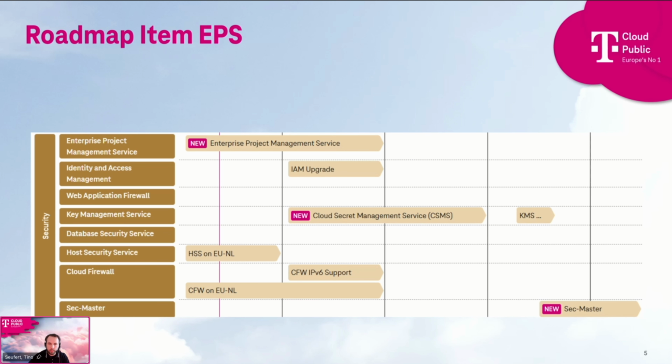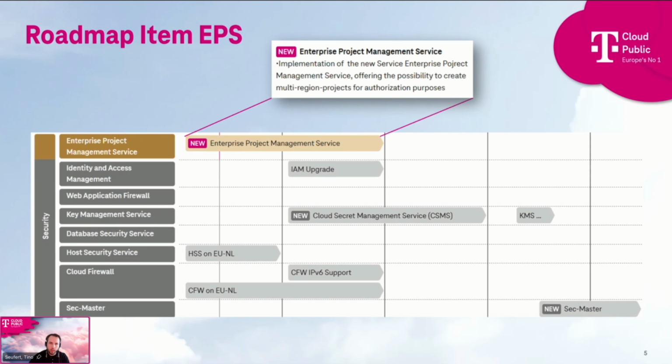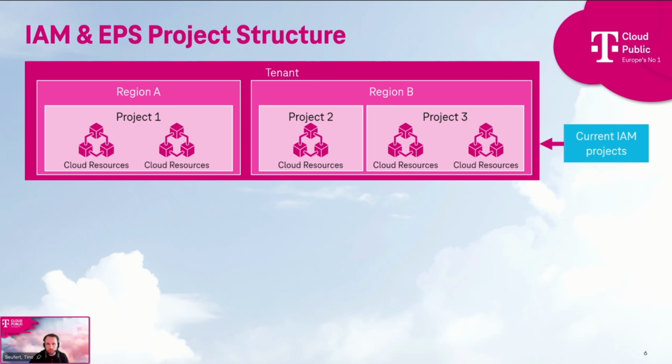Based on our roadmap, if you have visited recently, you saw we had an item called the Enterprise Project Management Service, with the description that it's a new service to create multi-region projects for authorization purposes. I want now to bring you the service a bit nearer to show you what you can do with this service. First of all, I want to explain the structure we currently have, to introduce the new structure.